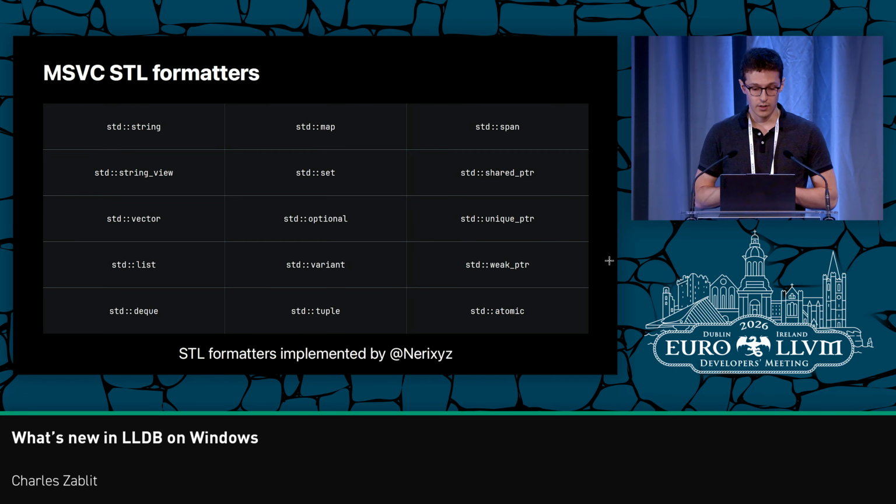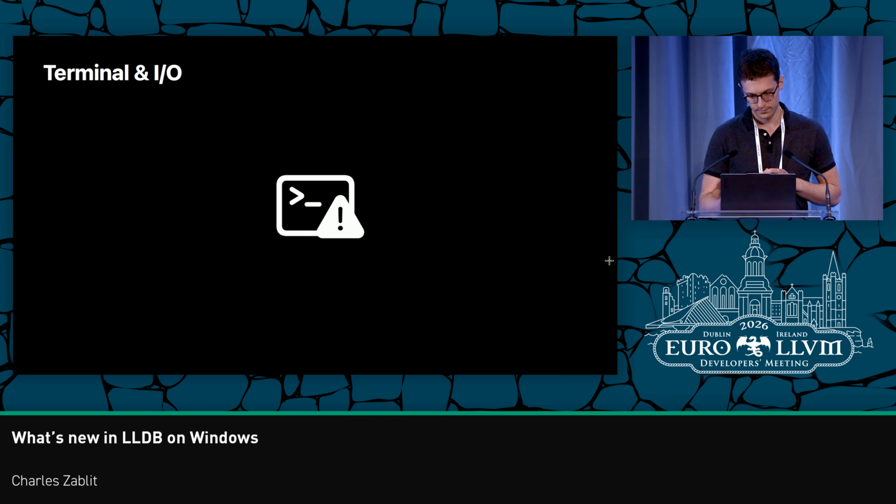Nerix implemented most standard library types, so std string, std string view, std vector, and so forth. And those types are formatted just like the libc++ types, and they even use the same tests.